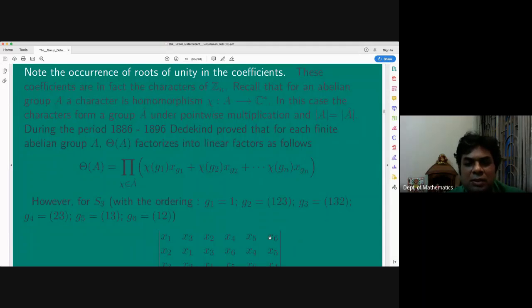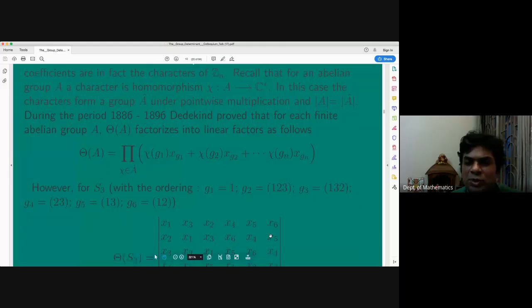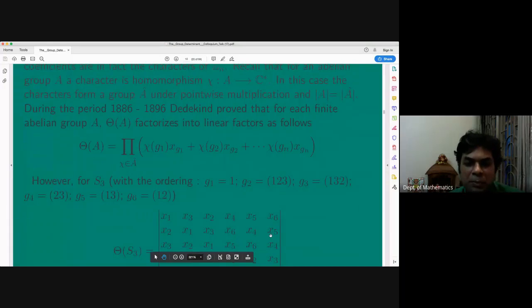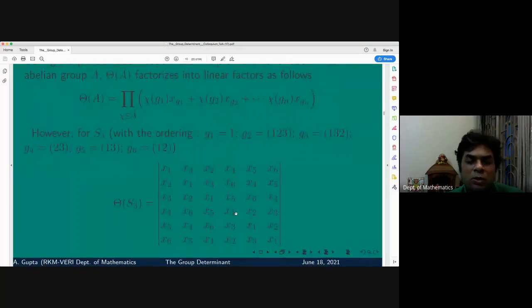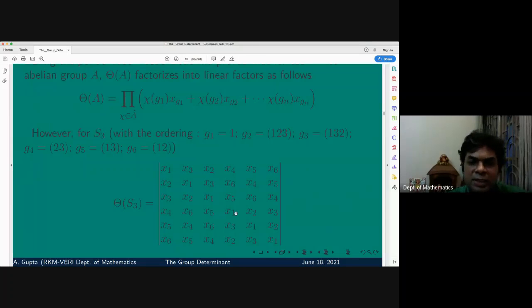Theta A, he said, will factorize like this. These xg1, xgn are the variables, and there are coefficients. There is one linear factor for each character of the group A. This proof is not very difficult. It just uses basic properties of determinants, which we learn in high school. But there is a clever proof.